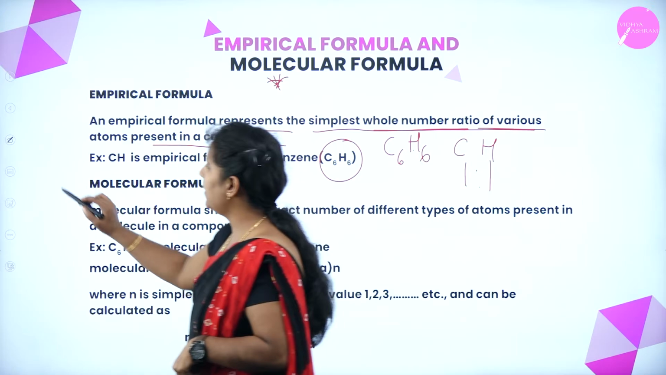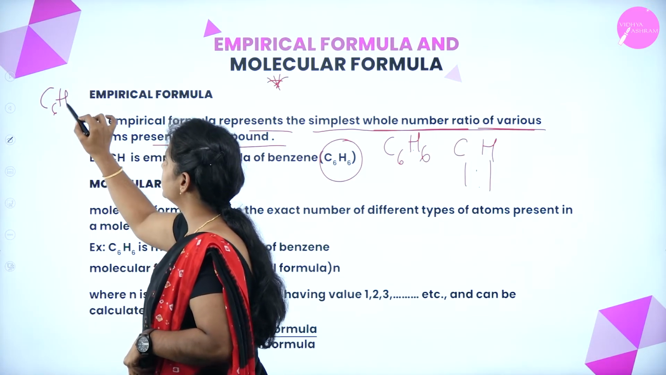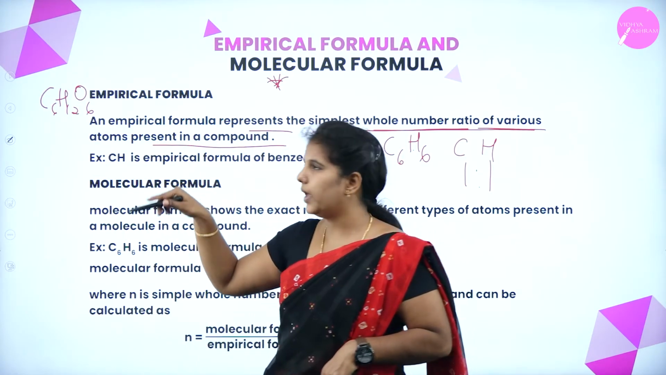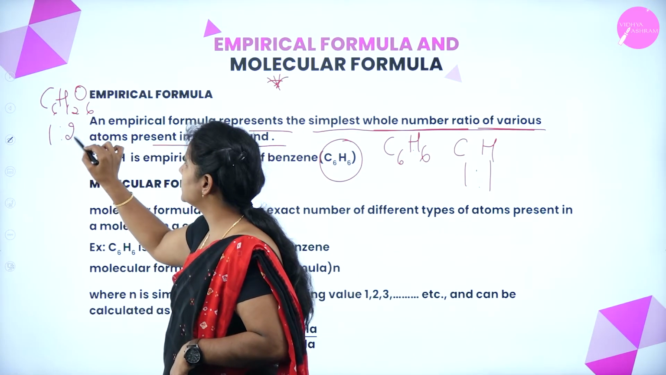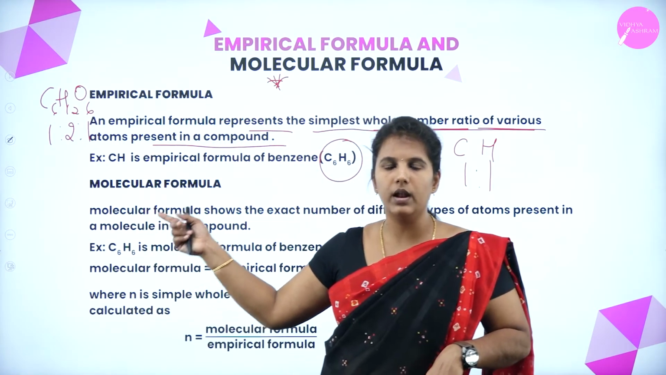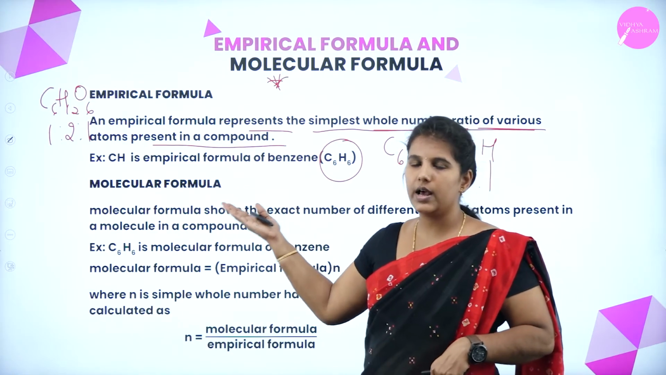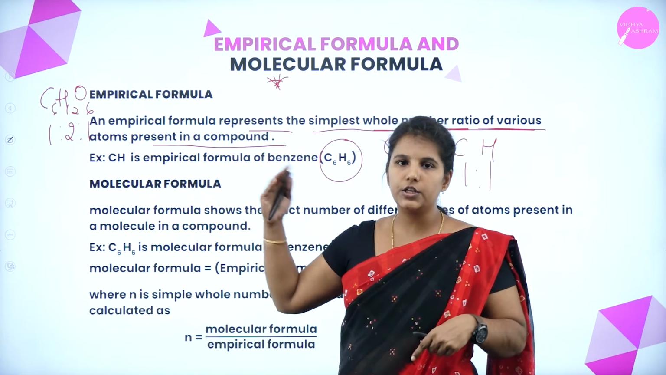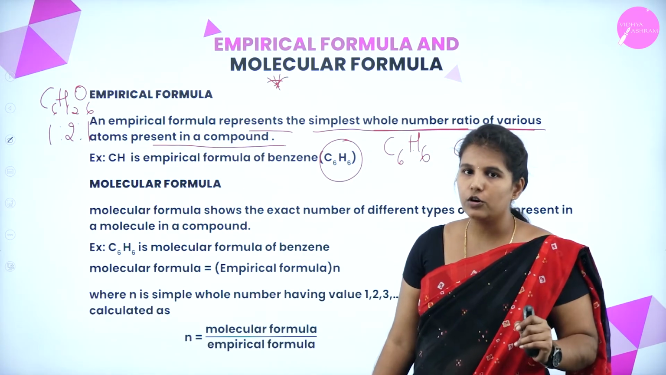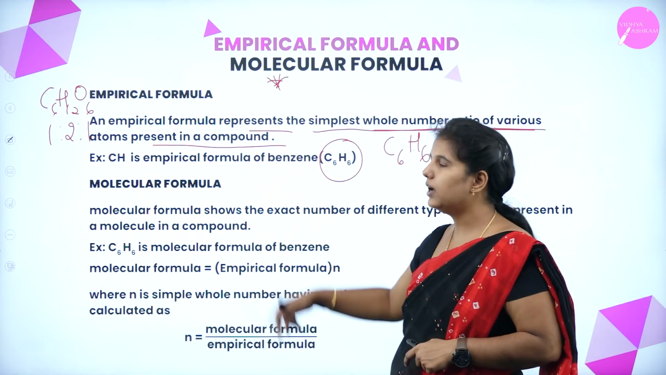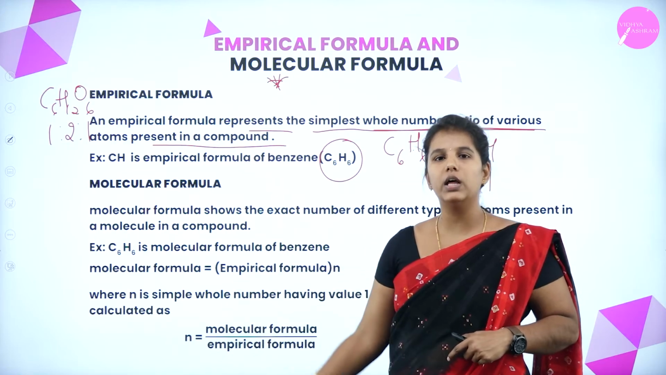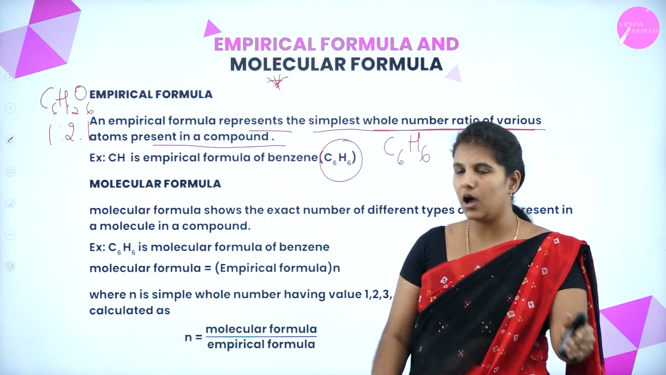Understood? For example, if you take glucose, C6H12O6. Here you can see that 6 is common, so you can tell that it is present in the 1:2:1 ratio. Understood? 6 is common. If you take it, you can mention it as 1:2:1. This is the ratio of carbon, hydrogen and oxygen present in the compound called glucose. That says about the empirical formula. It just gives an idea about the ratio of the number of atoms present in the compound.